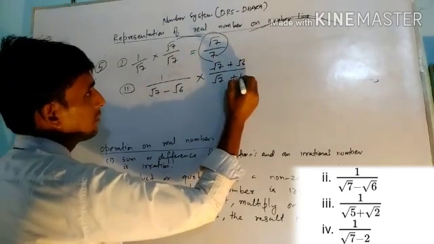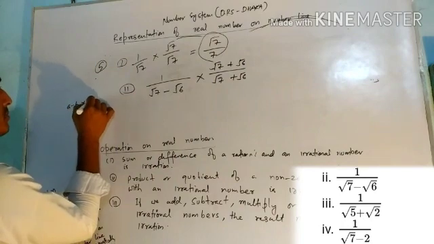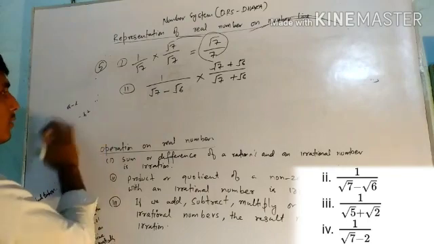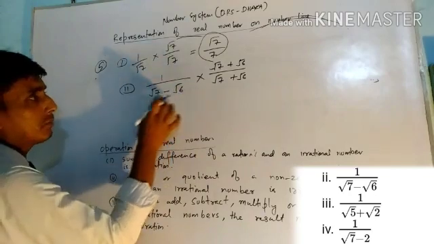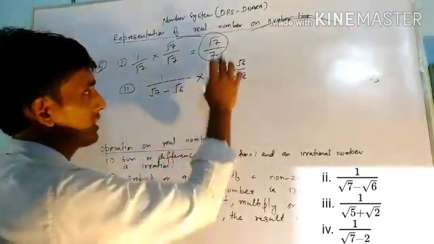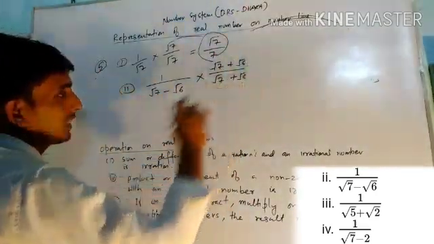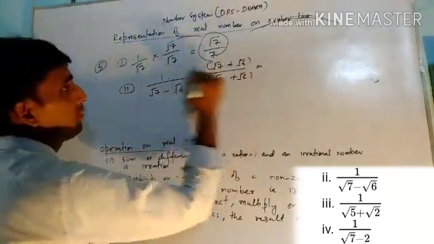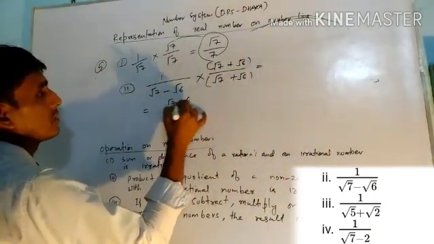Why? Because we know that a minus b into a plus b will be a square minus b square. So to make the square of the under root, we will multiply with the opposite sign. This is root 7 minus root 6, so we will multiply with root 7 plus root 6 on both the numerator and denominator. If you multiply this number with 1, you will get the same value, root 7 plus root 6.